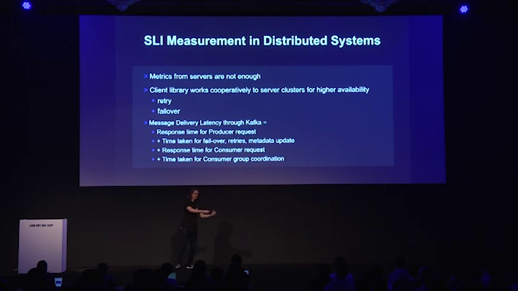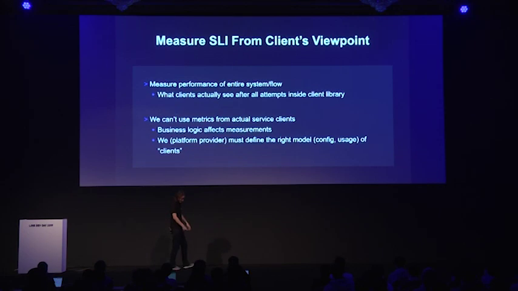Also on the consumer side, this is to read data. We have a fetch API and its response time, but not only that, consumers operate in distributed instances. So where to assign partitions is what we call coordination, and we have to take into account the time for these activities. So in order to measure the performance of message delivery using Kafka, the client library process also needs to be included in the performance measurement.